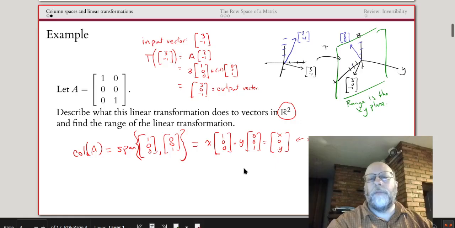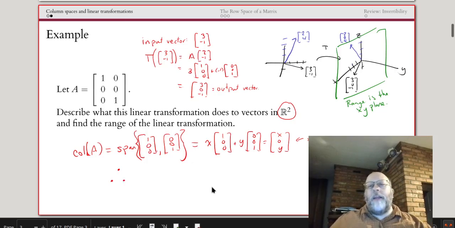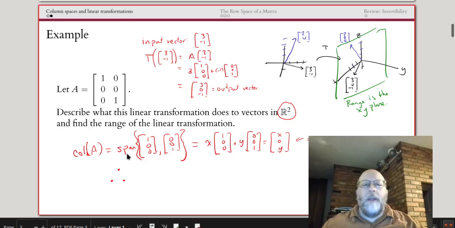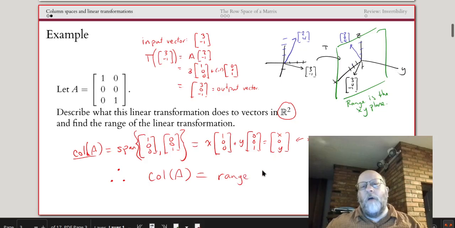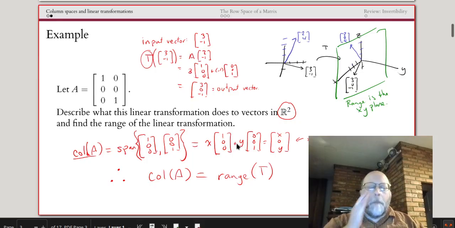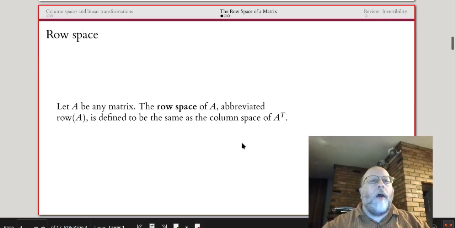And so our big takeaway from here is that we have an easy way of calculating the range of a linear transformation. It is the span of the columns. It's the same as the column space. And so the column space of A is equal to the range of the linear transformation T that is based on the matrix A. All right?